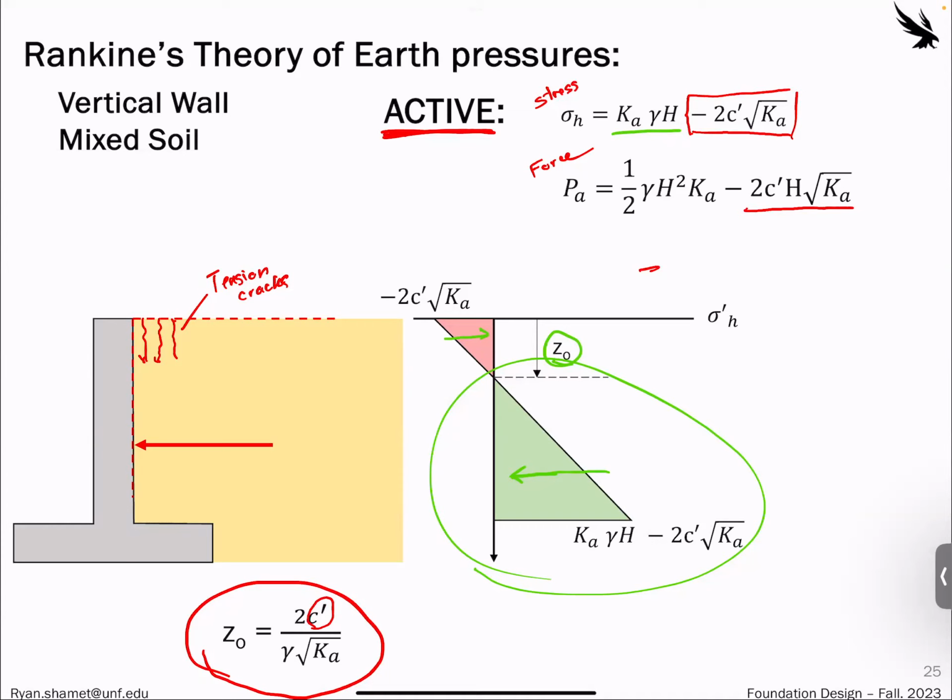So the higher that value is, then the deeper that Z value is, because the more the soil is going to want to hold on to itself, and the deeper the tension cracks will be. This is an example where the strength of the soil, the cohesion, is usually a really good thing. We would want that, as it increases our strength. But in this case, that cohesion actually could potentially have an offset if it's not accounted for in the design or the actual construction of our retaining structure.